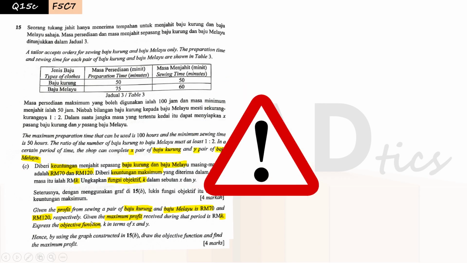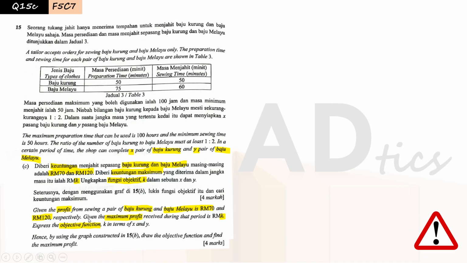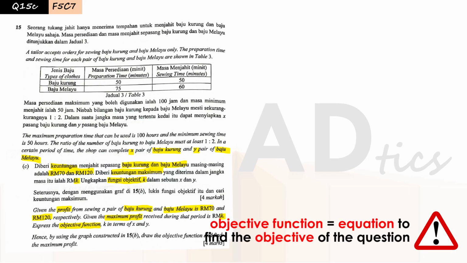Alright, so objective function here just means that we need to form an equation according to the aim, or the objective, of this question. So the objective here is just to find the maximum profit, right? So we just need to form an equation to find the profit. Very simple, just 70 multiplied with X and 120 multiplied with Y. And in here it says that the objective function is K, so this part I just change to K, and this would be our objective function.